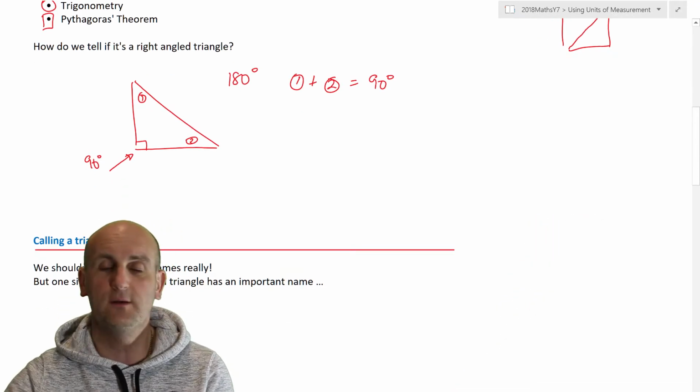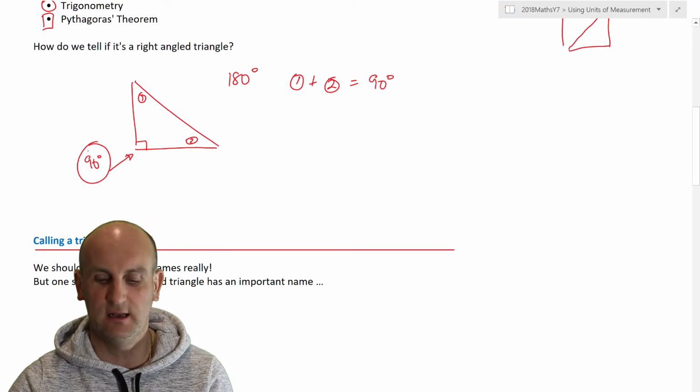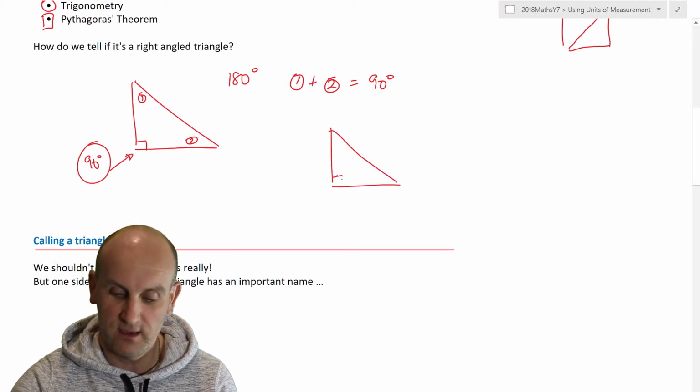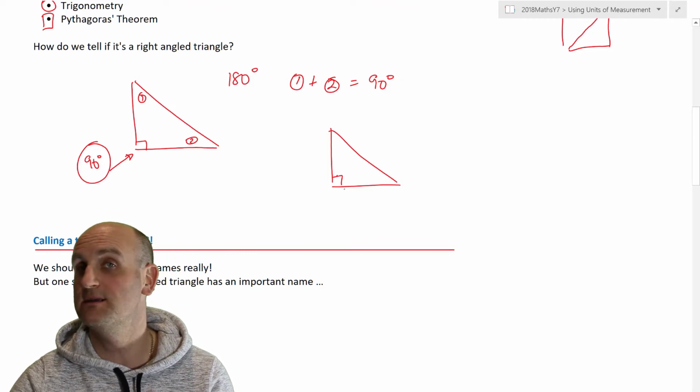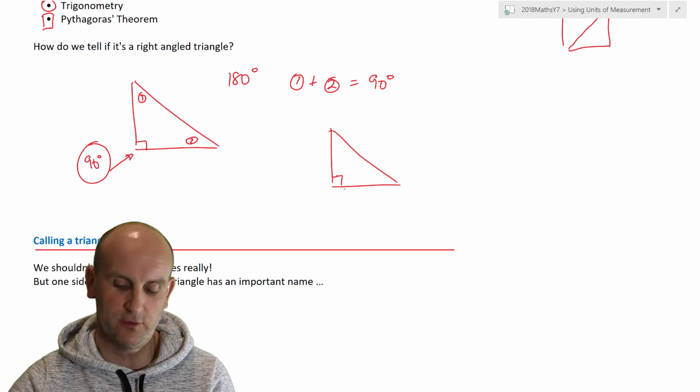So the way we know it's a right angle triangle, as I say here, is it has this 90-degree angle in it, and right angle triangles must, I might even say, be labeled with a right angle. Otherwise, you shouldn't necessarily be able to know straight away it's a right angle triangle.